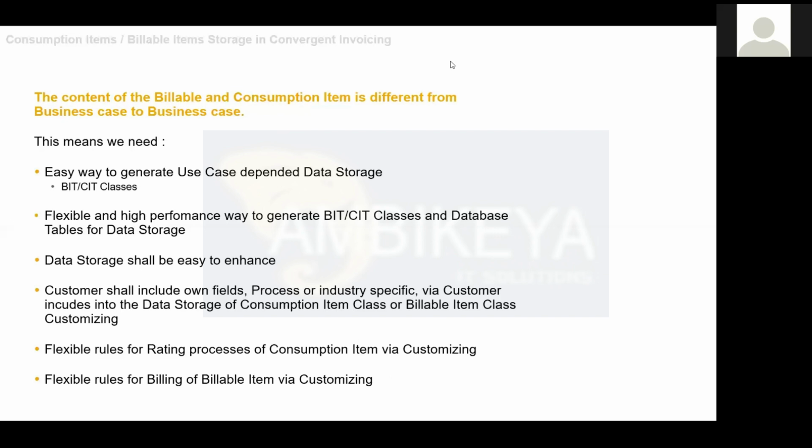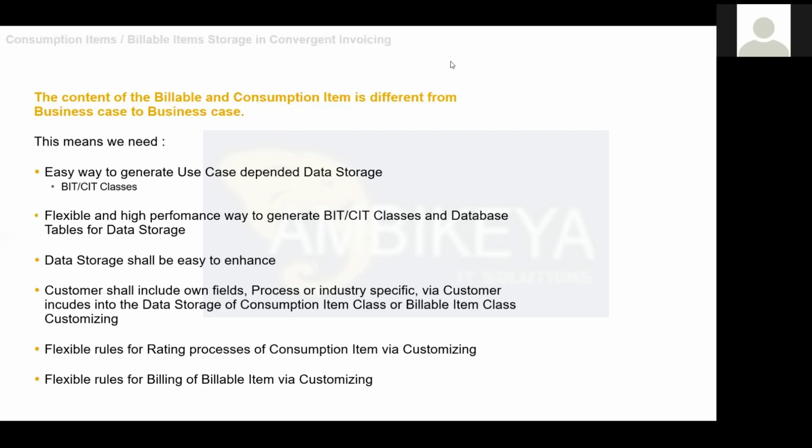With a rating process, as is possible, we are triggering the rating process for the consumption item, integrated with the convergent charging. The rating with more complex price models is normally done with the convergent charging system. For all details, we then have separate trainings.